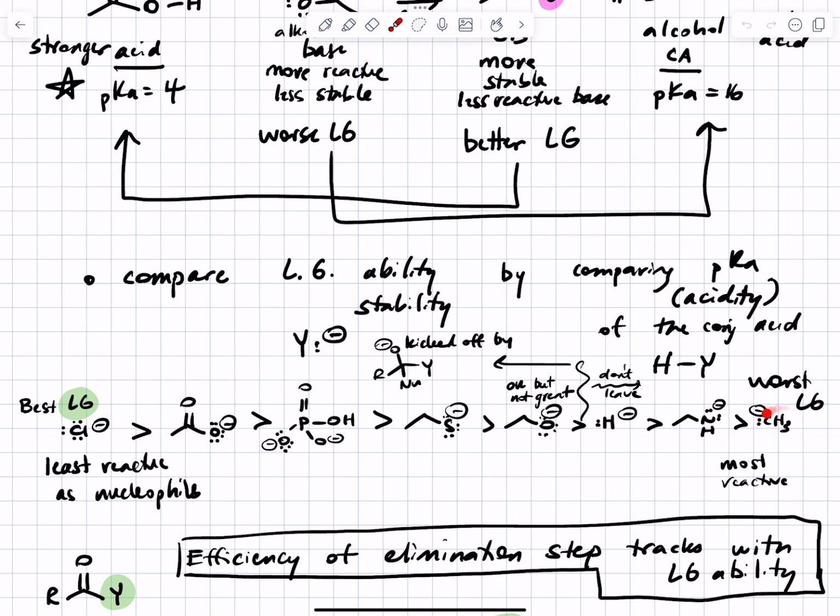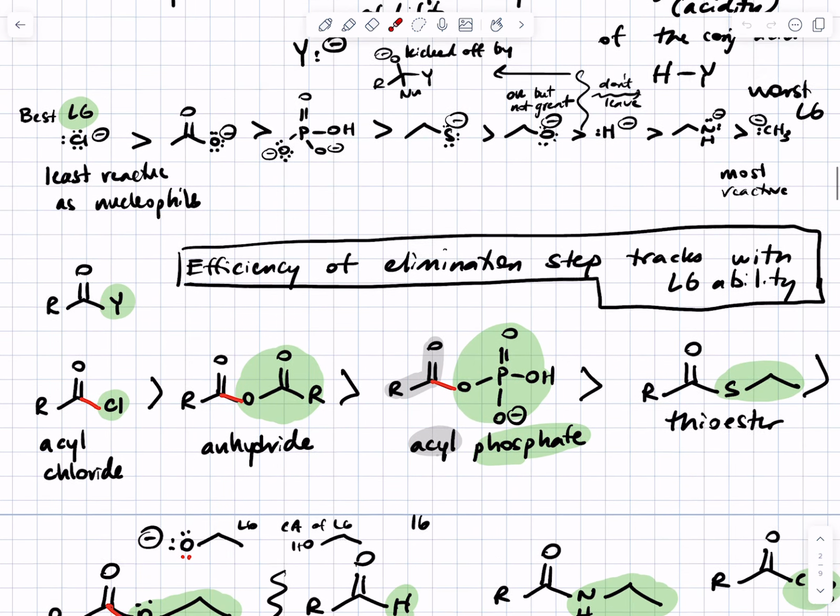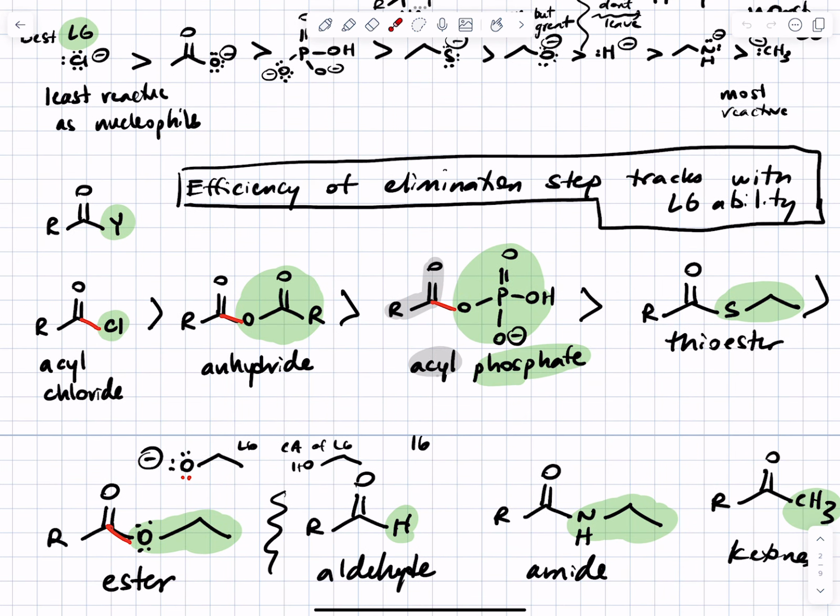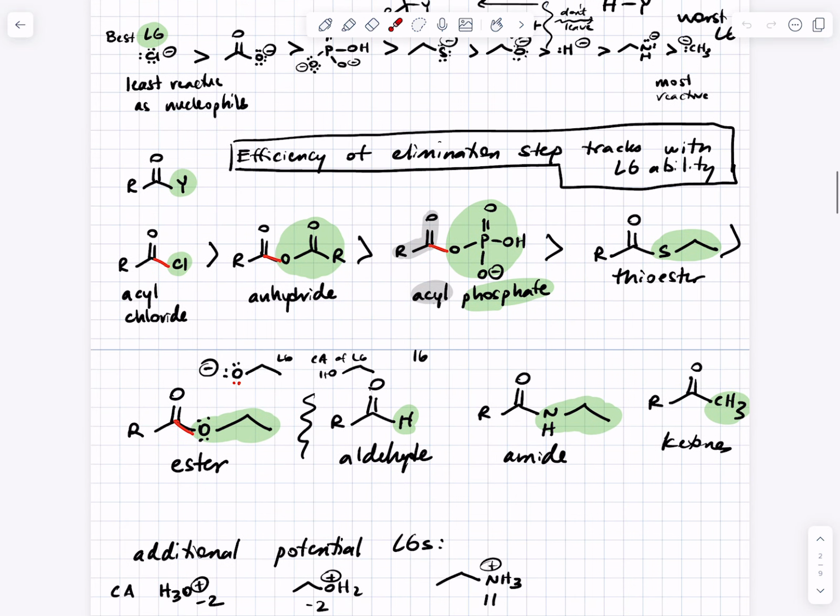So H minus, CH3 minus, R minus, not great leaving groups. And we gave some examples of that, predicting that elimination steps would be okay for acid chlorides, anhydrides, phosphates, thioesters, and esters, but not great for aldehydes, ketones, and amides. All right, is that sounding familiar? Any residual questions you have from that?